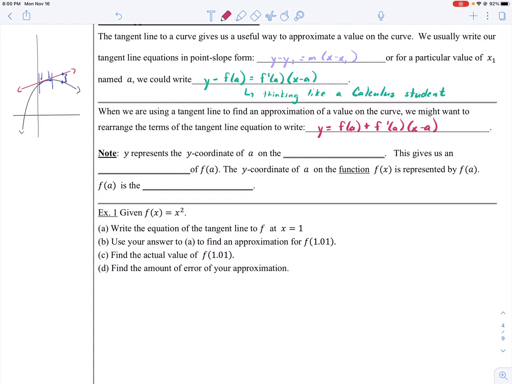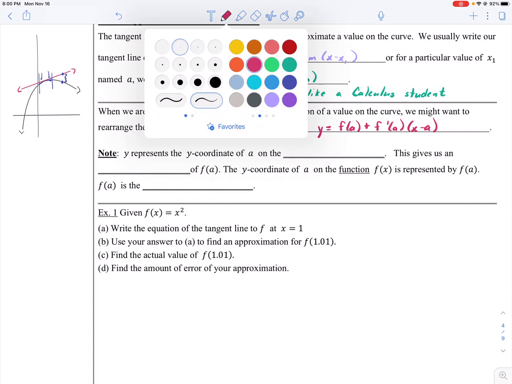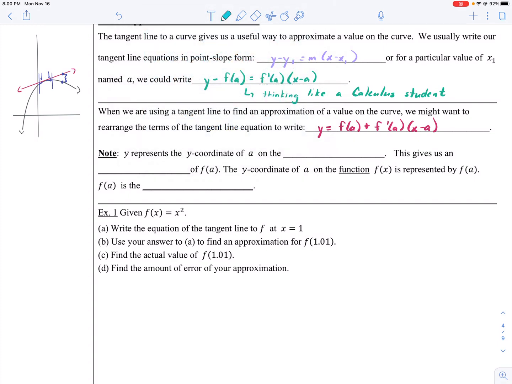And this note, I think, is valid in terms of understanding exactly what we're writing down. So y represents the y coordinate on the tangent line. We are going to have information about the tangent line, and that's what we're going to be using. And this gives us an approximation. We are not dealing with an exact value for this, so we're going to use lots of those little squiggly estimation signs. The y-coordinate of a on the function f of x is represented by f of a, and f of a is the actual value of the function.